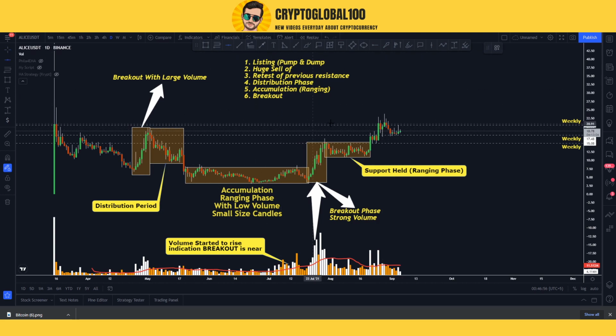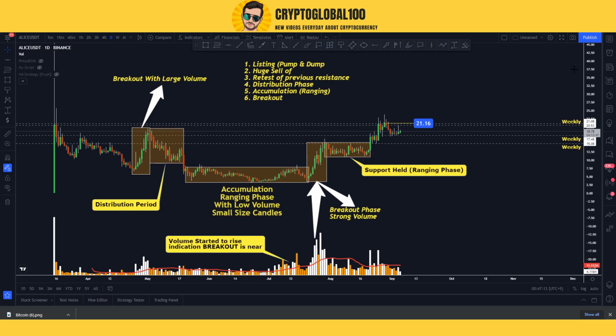So I'm going to draw the levels now for you guys. And let me draw the price here. This is the price, $21 is the price on the upside, okay. We need to break above this level, and once we break above this level, we are up, and we might be testing the all-time high.